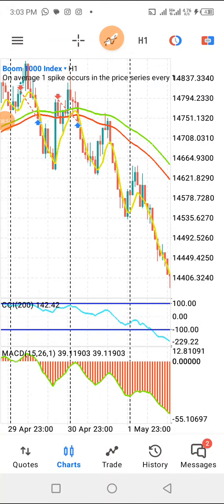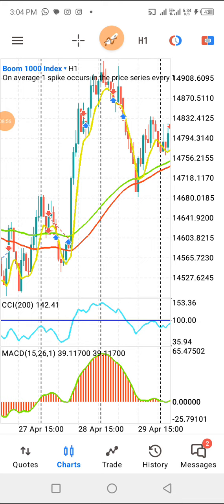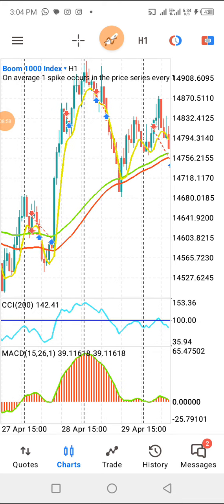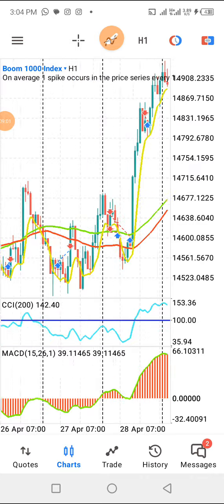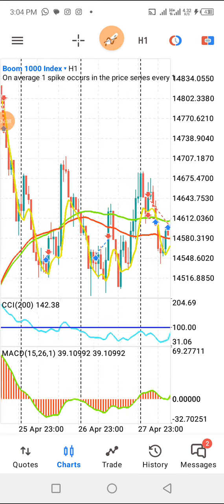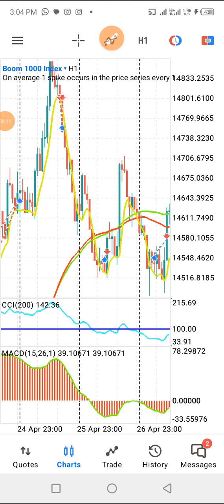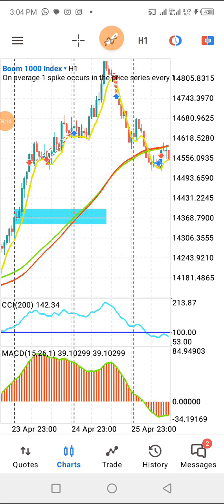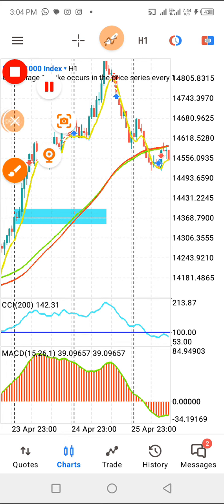Now for the sell condition, please, I would love you to pay attention. For the sell condition, you notice that at this point we have a sell condition. Let me show you something, so that you should not always expect 100%.